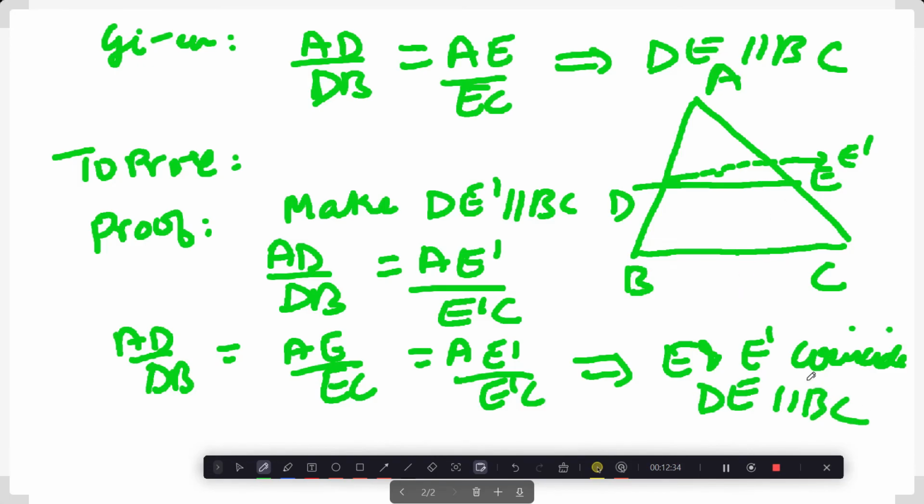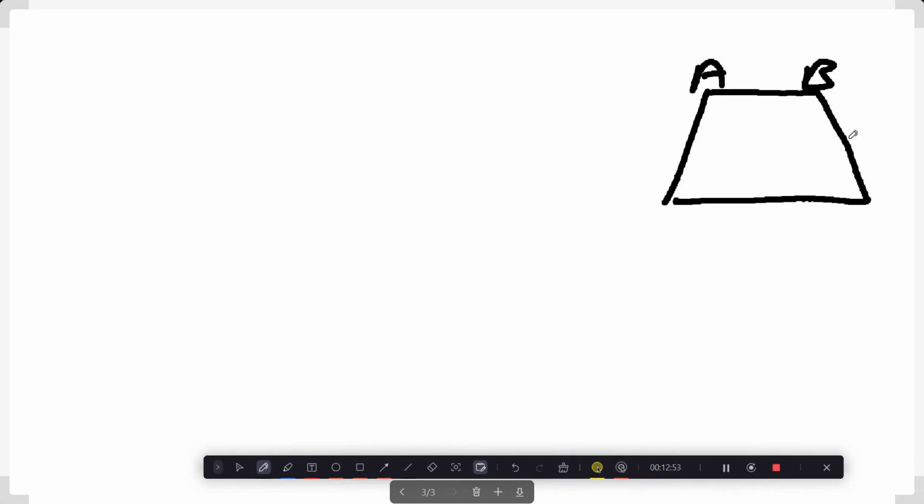So this is the next theorem that we just did. Right? So let's move on to certain examples. For example, the example given is there is a trapezium and these are the parallel lines. Right? AB is parallel to BC.